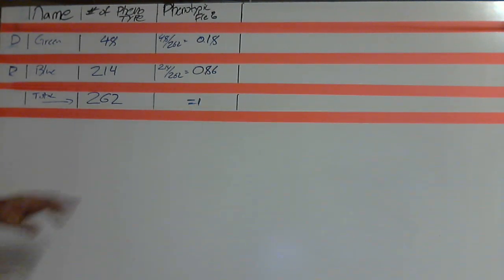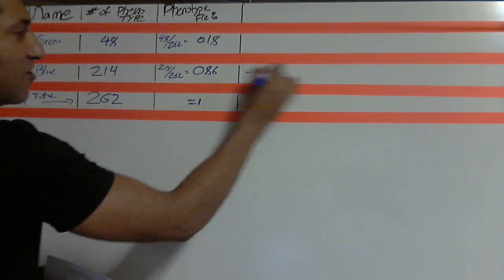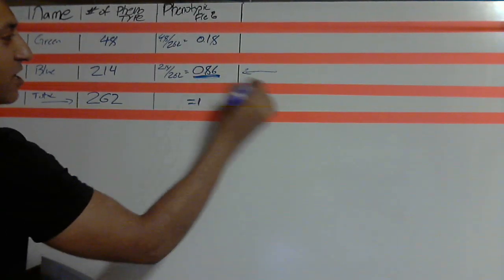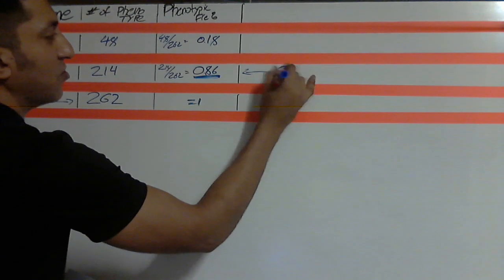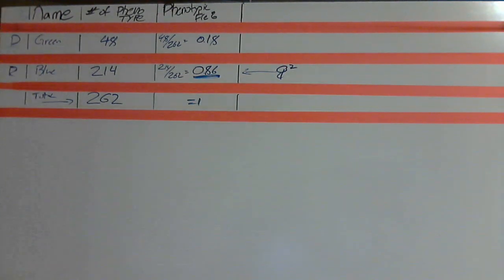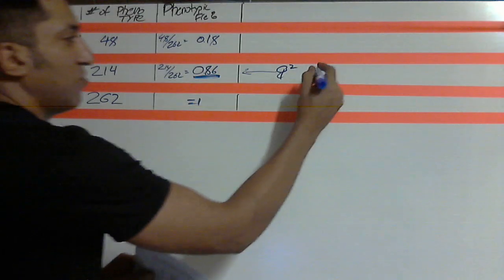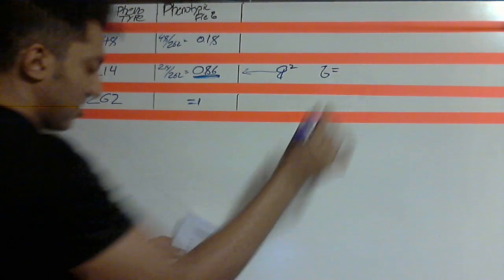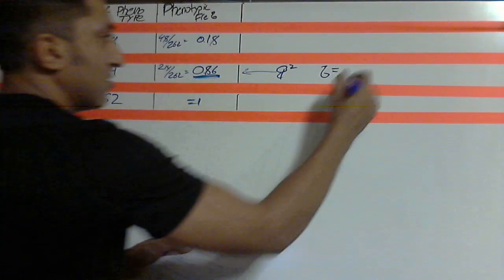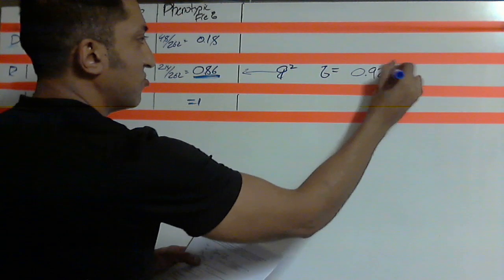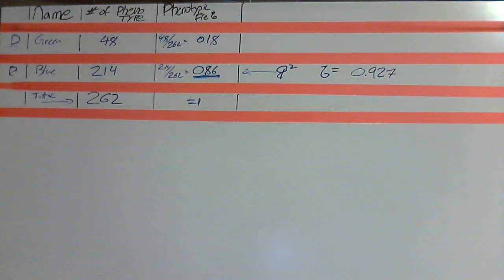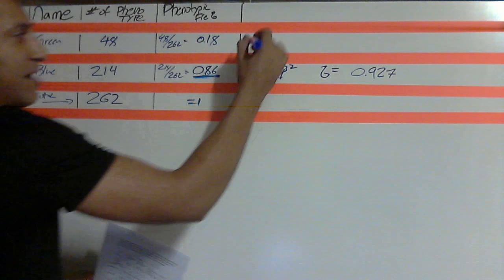Okay, so what we're going to say about this is we made this chart just for this number right here. We're interested in this number right here. This number represents q squared. If we're going to call that q squared, then we can go ahead and find out what q equals. Square root of this will equal q. So we're going to say q equals 0.927.